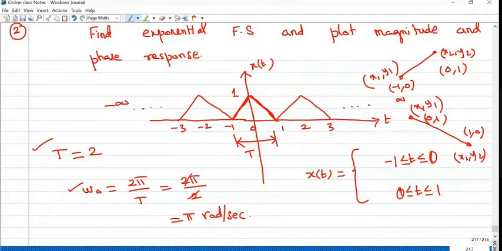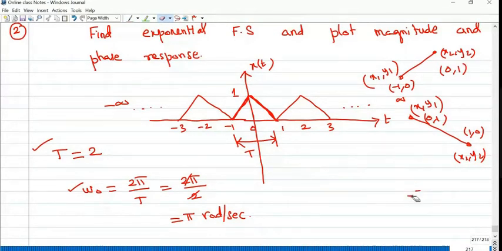Between -1 to 0, it's an increasing slope, and from 0 to 1, it is a decreasing slope. So find out the expression for x of t. What is the formula I suggested in previous classes to find the equations, particularly for t between -1 to 0?